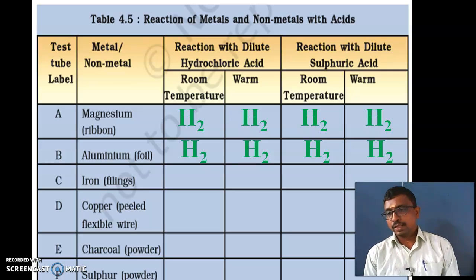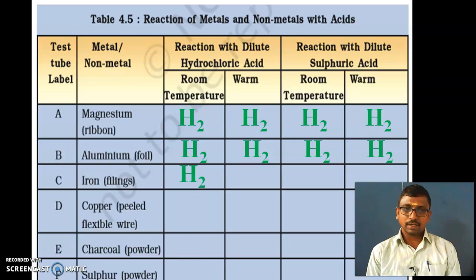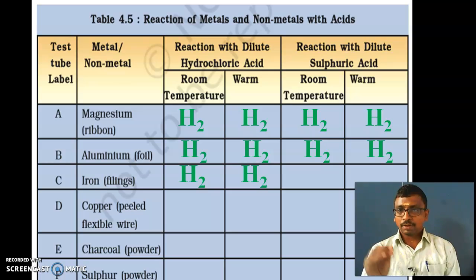And next is iron filings. When we take the iron filings and add hydrochloric acid, it forms iron chloride and hydrogen gas is liberated at room temperature. When we heat, the hydrogen gas liberation will be faster. And with the help of dilute sulfuric acid, it forms iron sulfate and hydrogen gas is liberated. At room temperature, the hydrogen gas liberation is there, and when we warm, it will be faster.